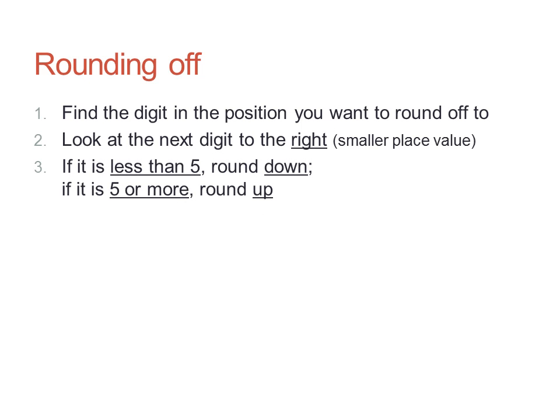To round numbers off, find the digit in the position you're interested in and look at the next digit, the one to the right. If that digit on the right is less than 5, round down, which means leave your digit alone. If the digit on the right is 5 or more, round up, which means you have to increase your digit by 1. Let's look at some examples. Whole numbers first.